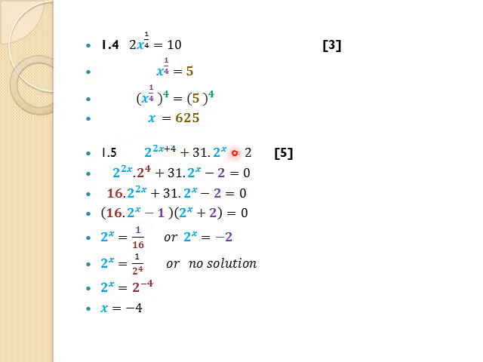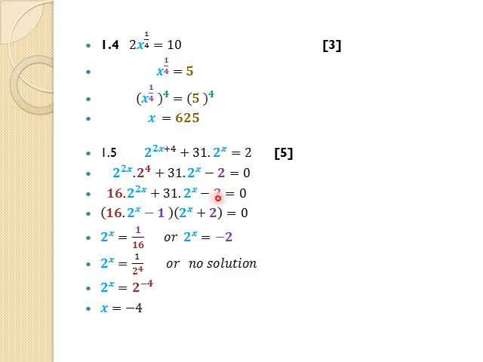Right, and 1.5, a more complex exponential equation. I have 2 to the power 2x plus 4 plus 31 times 2 to the power x equal 2. So first I'm going to bring 2 over, and it gives me negative 2. There, if I split, I have 2 to the power 2x, the same 2 to the power 4, plus 31 times 2 to the power x, minus the 2 that was brought over. 2 to the power 4 gives me 16. So that simply becomes 16 times 2 to the power x. That still stays the same, and that stays the same.